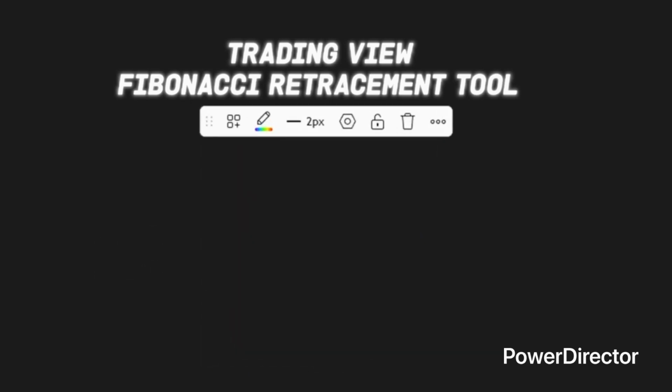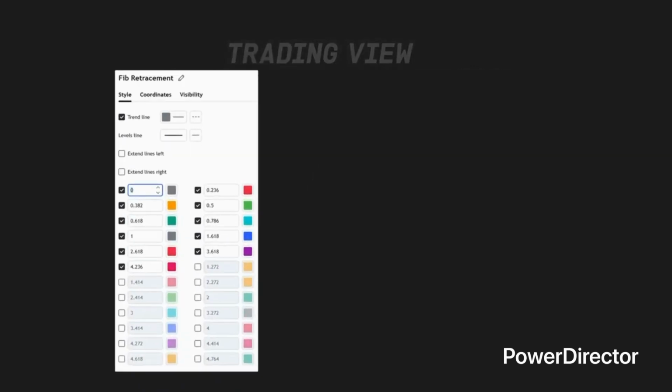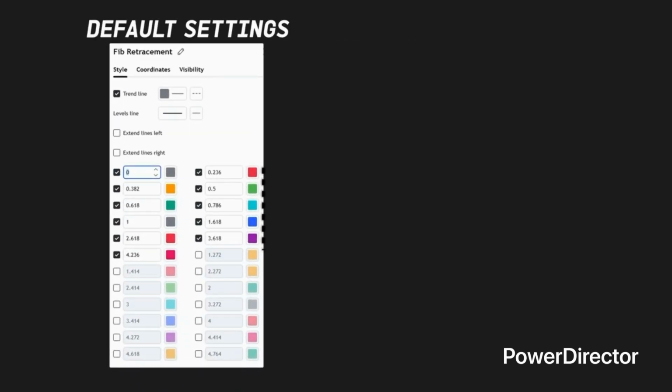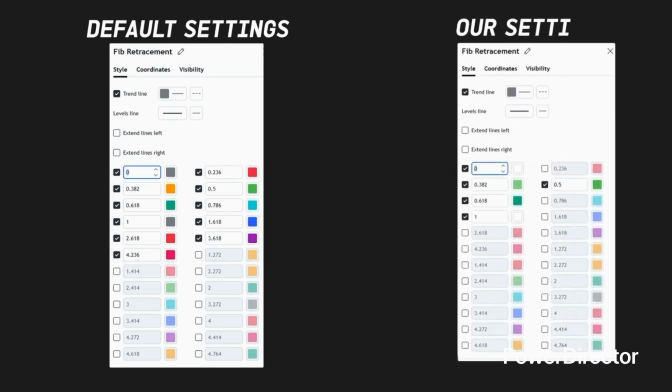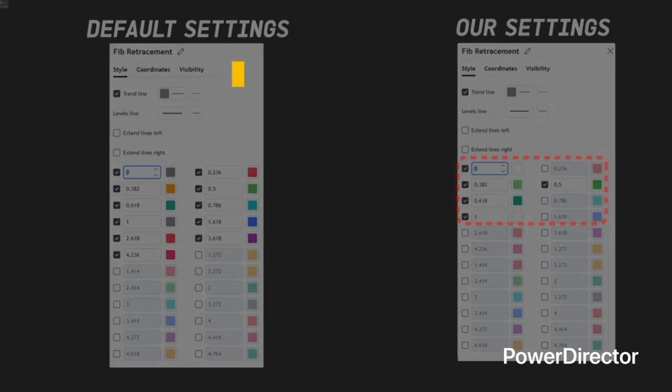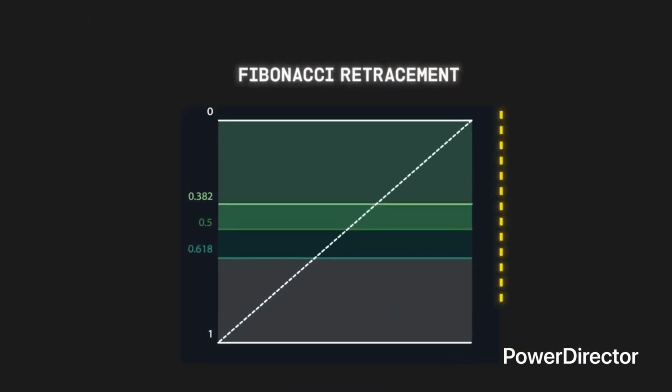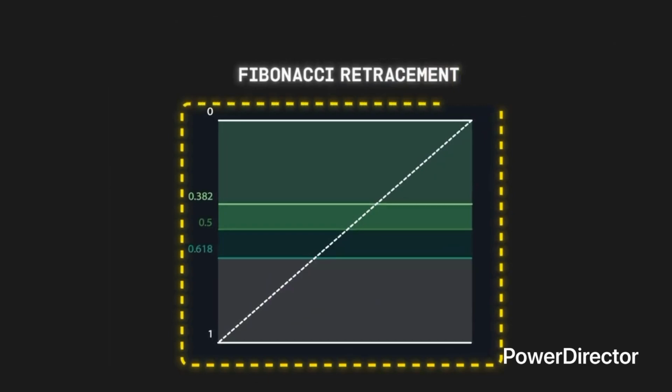To fix this, we click on the Fibonacci settings. Initially, you will see the default settings, as shown in the picture, where all levels are selected. We need to select only the levels shown in the picture on the right and deselect all the other levels. After making these adjustments, the Fibonacci retracement tool becomes much easier and more convenient to use.